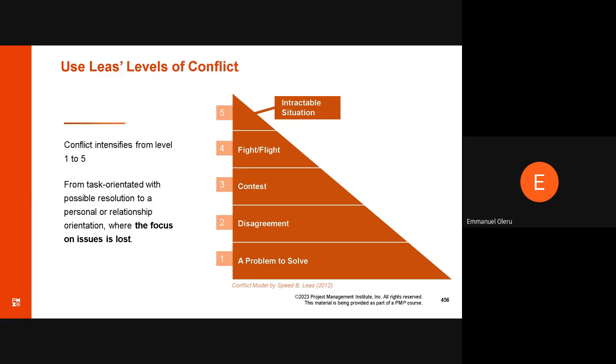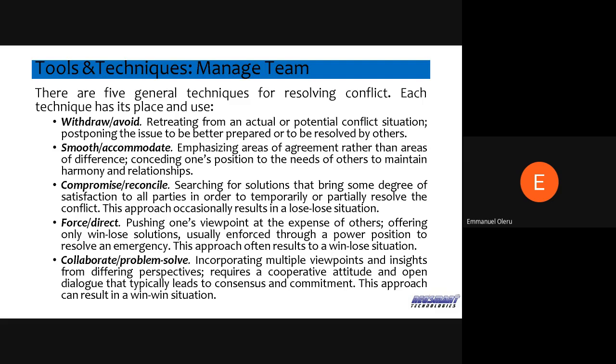Once you see a problem to solve and there's a disagreement, you try to kill it before it turns to a contest, and before it gets to a fight or a flight, then it's no longer solvable. So there are generally five techniques for resolving conflict. The first one is to withdraw and avoid, retreating from the actual or potential conflict situation. That's withdraw, or postponing the issue to be better prepared or resolved by others. So if something is happening, you move it forward, we'll talk about it later. That's one way to handle it, right?